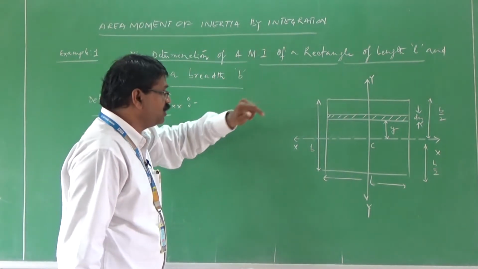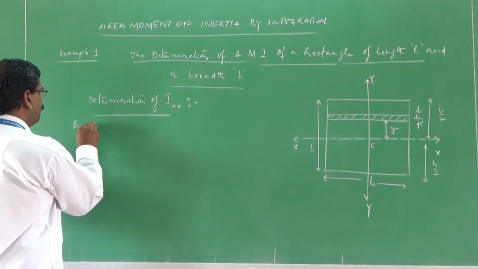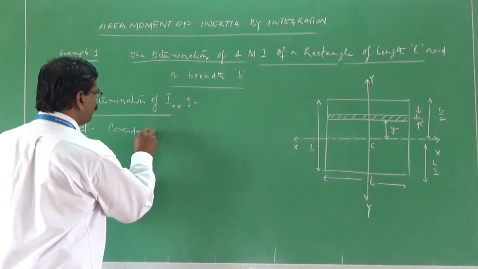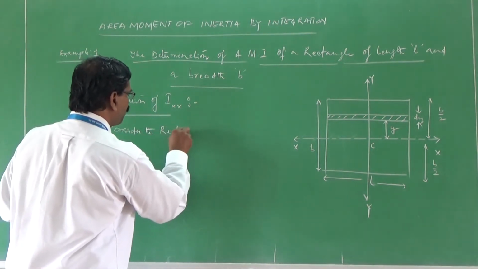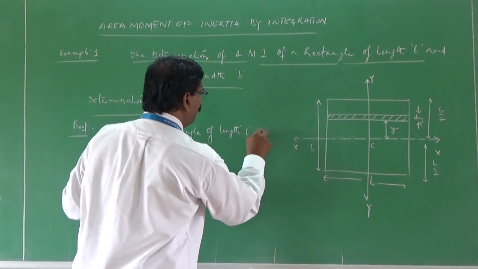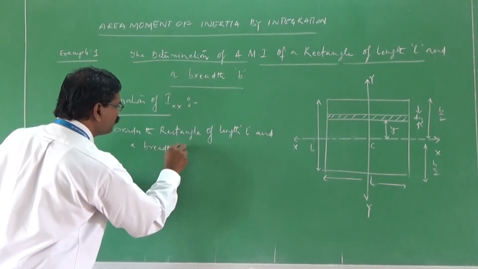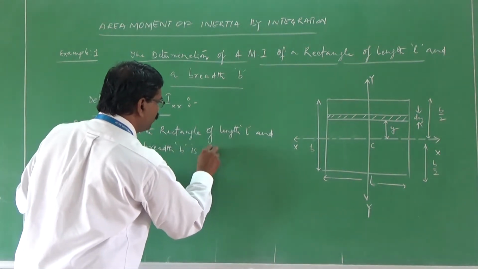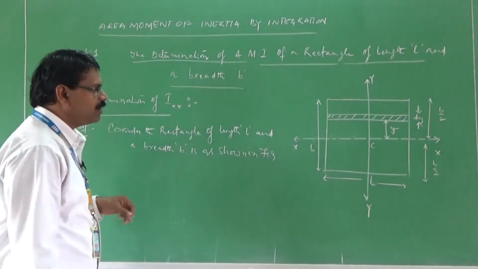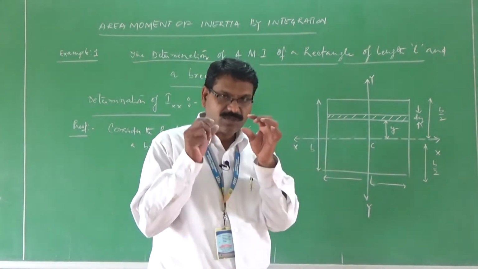Now I would like to prove this using the diagram. Consider the proof of determination of I_x. Consider the rectangle of length L and breadth B as shown in the figure. Now, from the figure, I am going to take a small elemental width dy. I am giving a specific name for this dy, which is called the small elemental width.